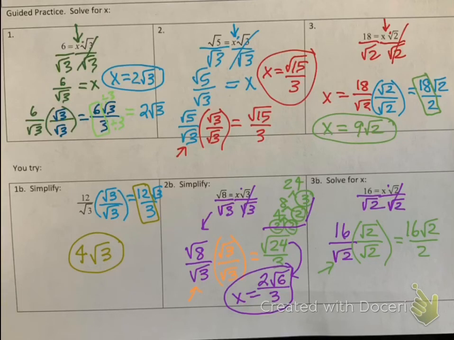So from here, I notice that I can divide these. 16 divided by 2 is 8. So my answer is x equals 8 square root of 2.